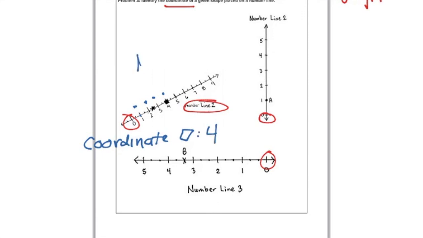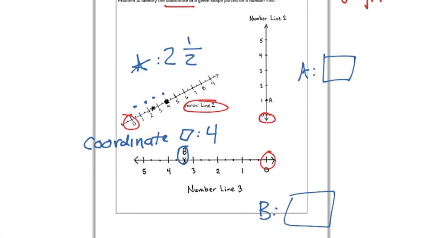What is the coordinate for the star? Write that on your sheet of paper. Looks like it's between 2 and 3. There you go. What I'm going to look at in office hours is I want you to tell me what the coordinate is for number line 2 of A. What's the coordinate there? For number line 3, what is the coordinate for B? How far away is it from 0? That's what you're going to come into office hours and share.